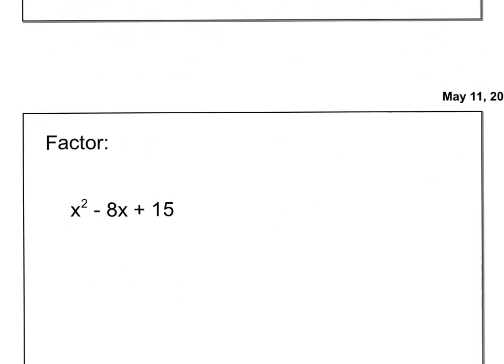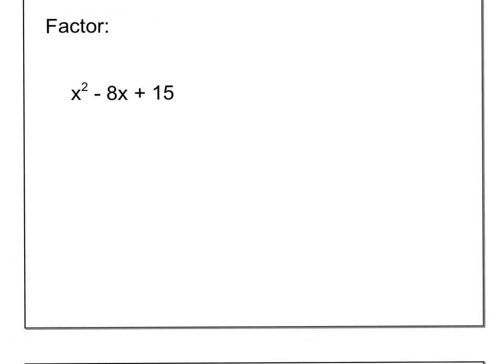Let's try another. X squared minus 8x plus 15. Go through, make your trinomial into two binomials. The x squared becomes x and x. We're looking to see what adds to that middle second term, and we're looking to see what multiplies to the third one. So what adds to -8 and multiplies to 15?